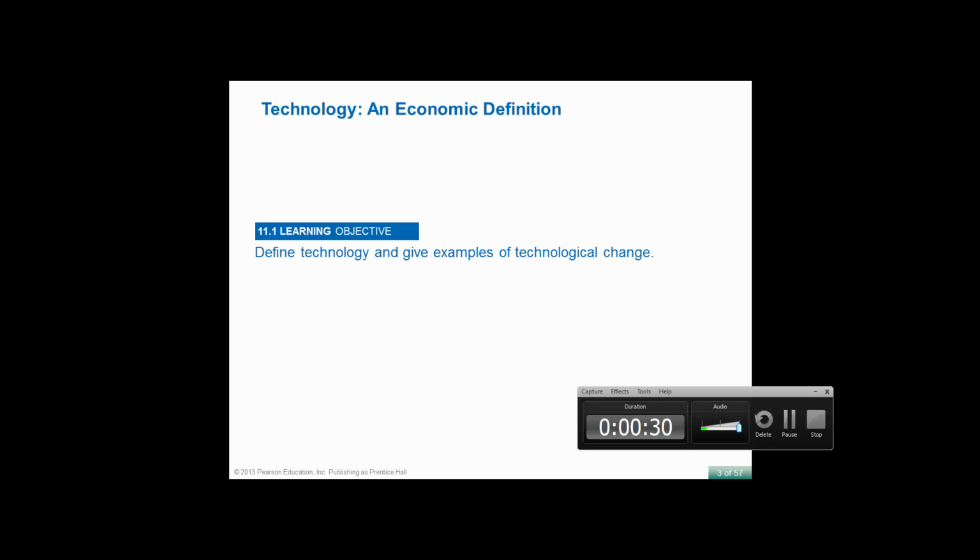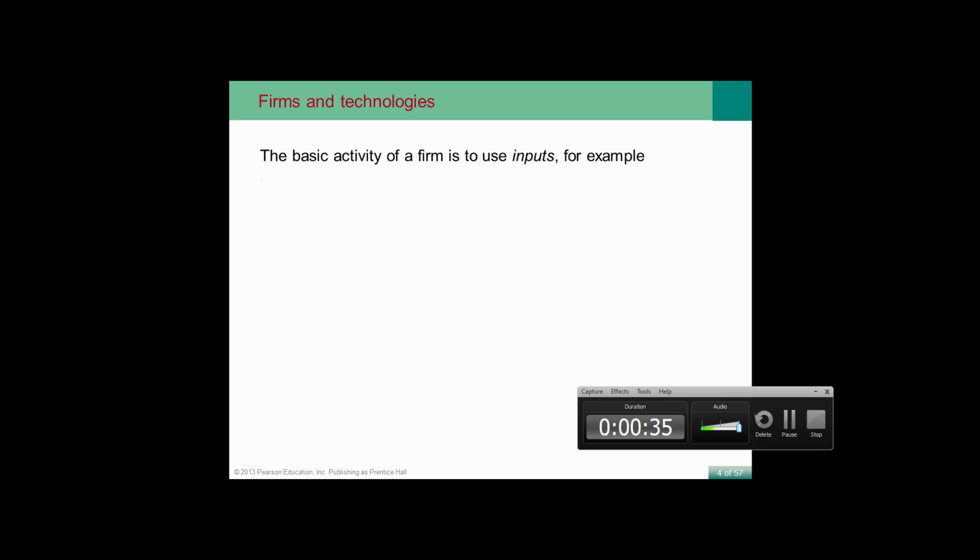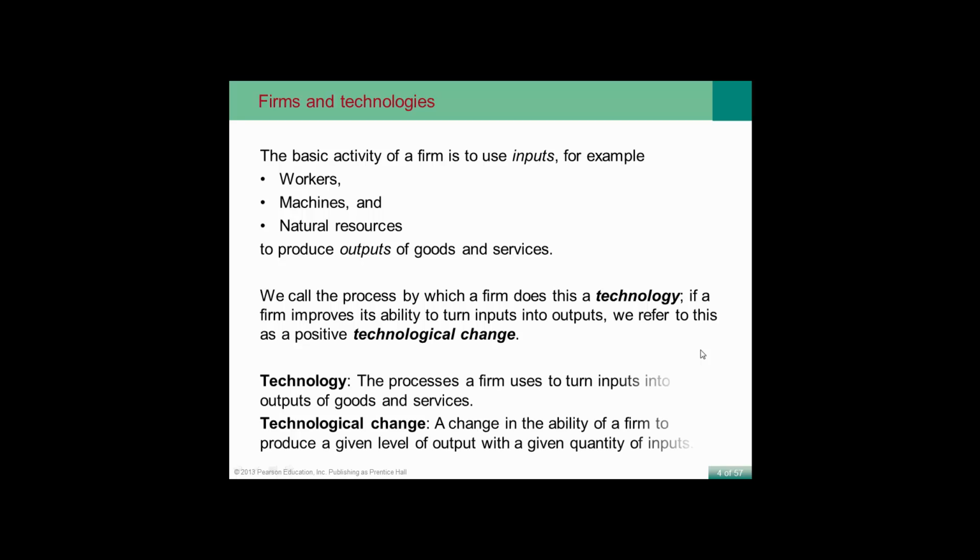So let's talk about the definition of technology in an economic setting and give examples of a technology change. So, firms and technology. The basic activity of a firm is to use inputs. And when we think of inputs, it's workers, machines, and natural resources. So we put all these things together to produce outputs, either a good and/or service. We call this process by which a firm does this a technology.